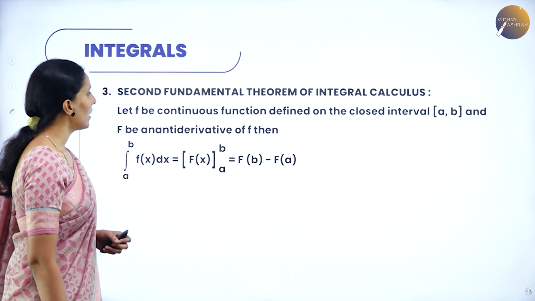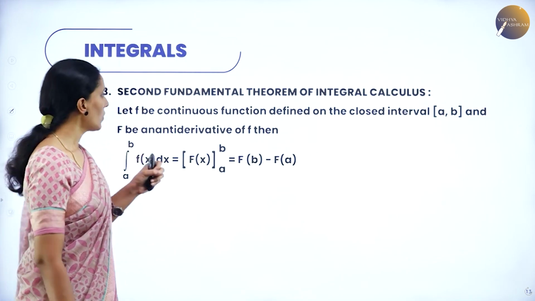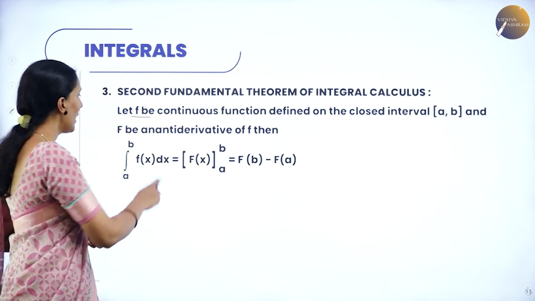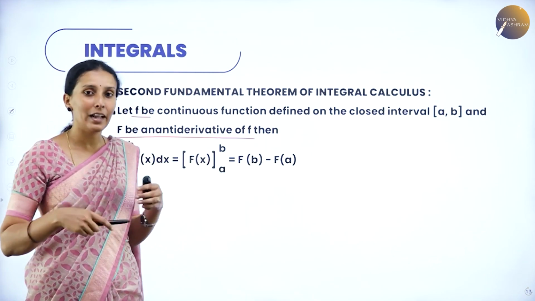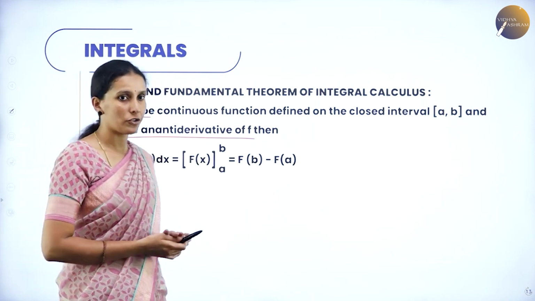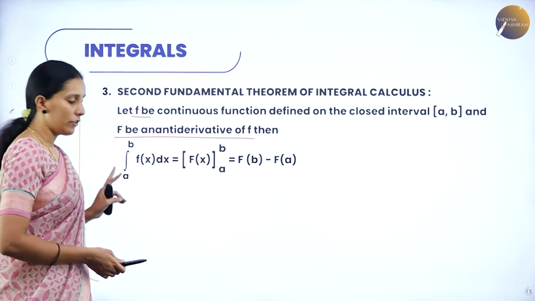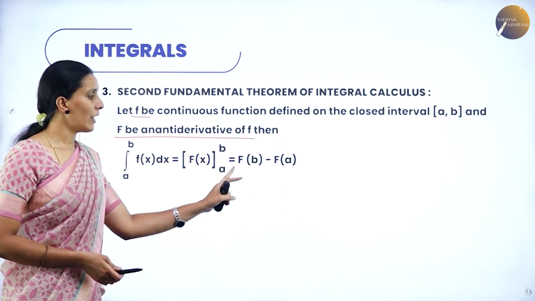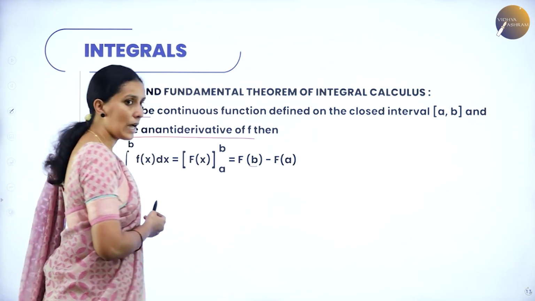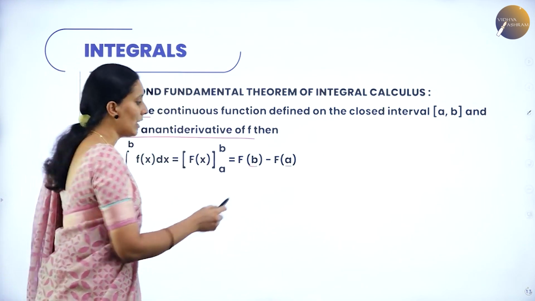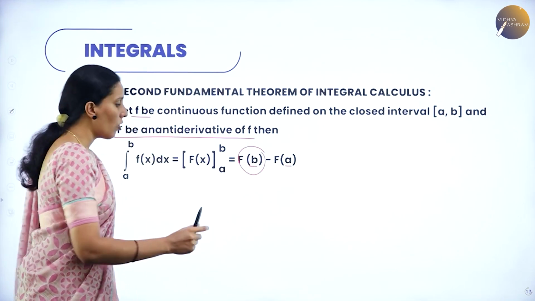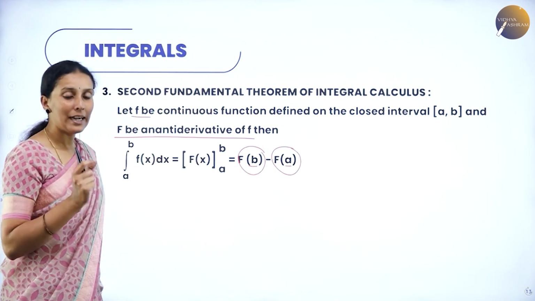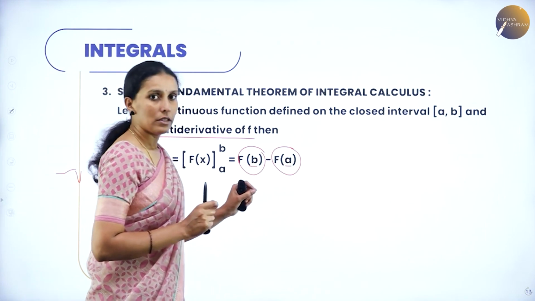Let's see the second fundamental theorem of integral calculus. Here, let f be a continuous function on the closed interval a comma b, and let F be an antiderivative of f. Antiderivative is nothing but the integral of the given function. Then the integral from a to b of f of x dx is defined as F of x from a to b, which is nothing but F of b minus F of a, where b represents the upper limit and a represents the lower limit. Thus, F of b represents the value of the antiderivative at b, and F of a denotes the value of the antiderivative at point a.